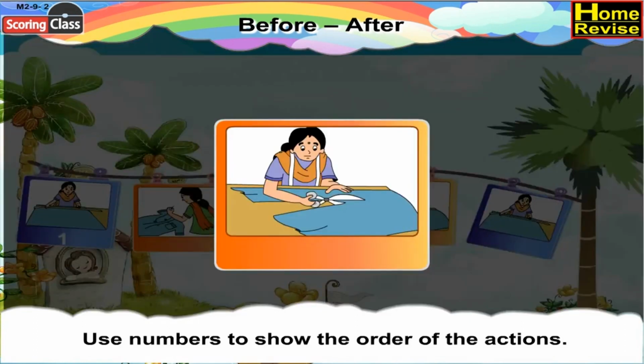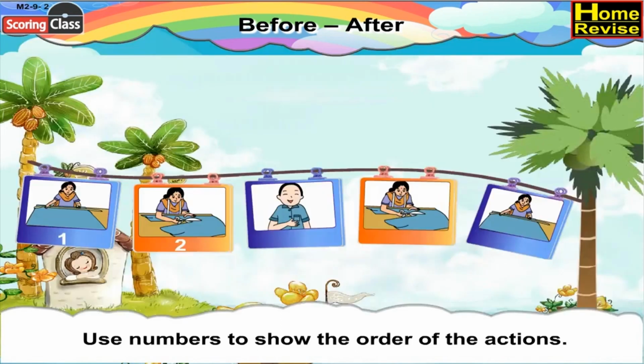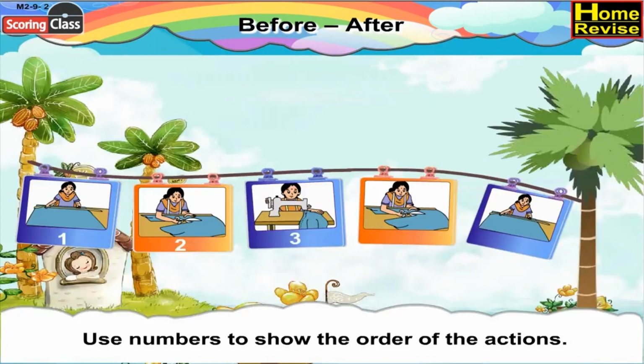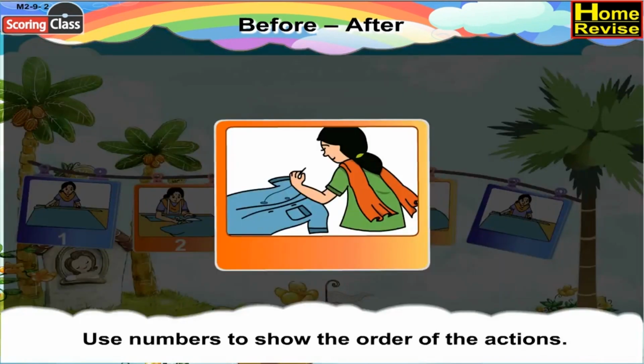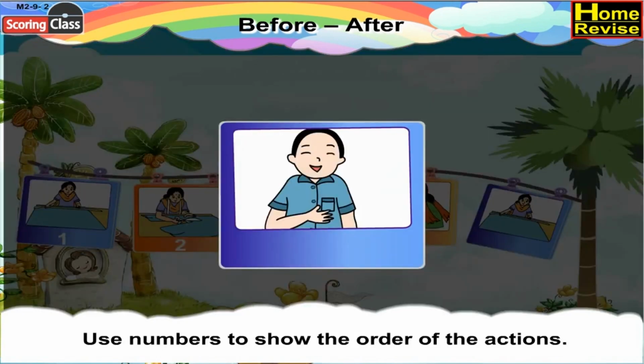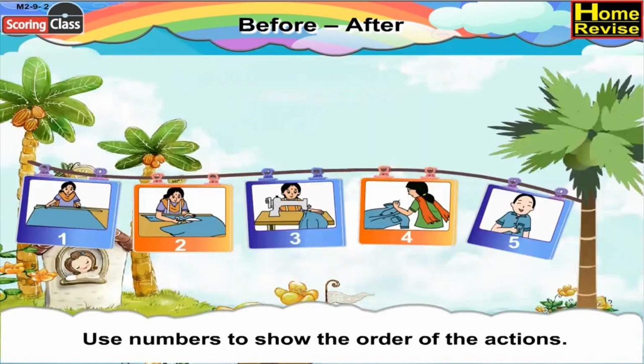Then with the help of a pair of scissors, she will cut the cloth. So let us mark it as 2. Now with the help of a sewing machine, she will sew the shirt. Let's mark it as 3. Well, now she will stitch the buttons with the help of a needle and thread. So this picture will be number 4. Hey, Rohan is ready to wear the shirt, and look, he's so happy. Let's mark it as 5.